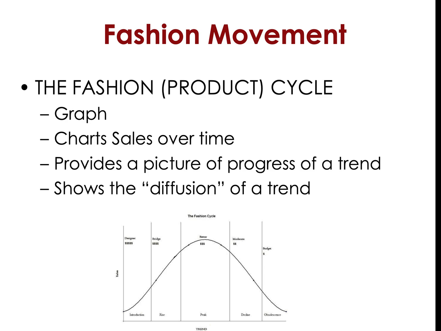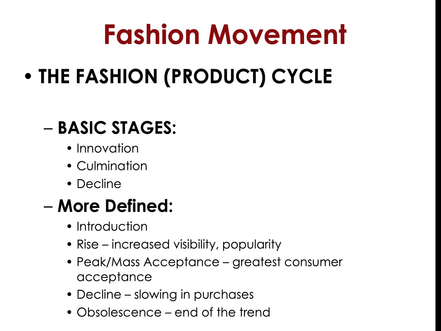So a product cycle is really just a graph. A graph is a visual representation of numbers. So it's the visual representation of the sales that we're looking at, and we're going to chart this graph over time. And so what we're really looking at is the progress of a trend, or the diffusion or spread of that trend.